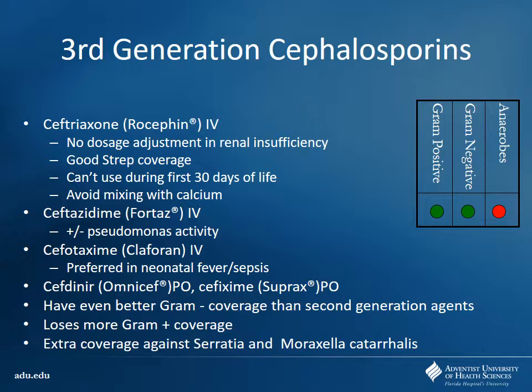You also want to avoid mixing it with calcium. It can actually cause precipitation to occur, which can lead to either occlusion of a line or it could lead to embolus in the patient, which is really bad, so you don't do that. You have ceftazidime as another third generation. This one does have Pseudomonas coverage, but clinically you never want to use it for Pseudomonas because the resistance develops very, very quickly to it.